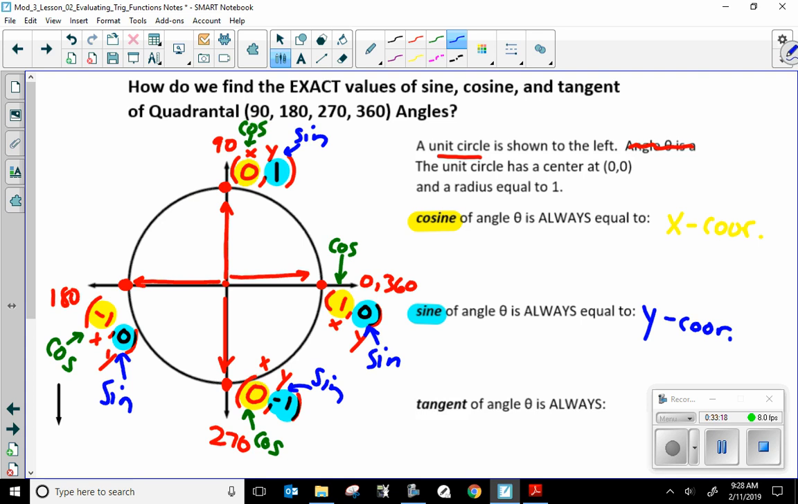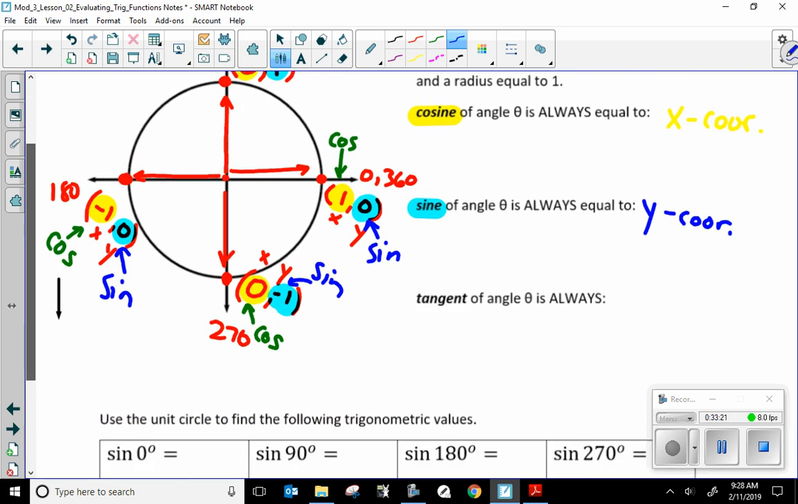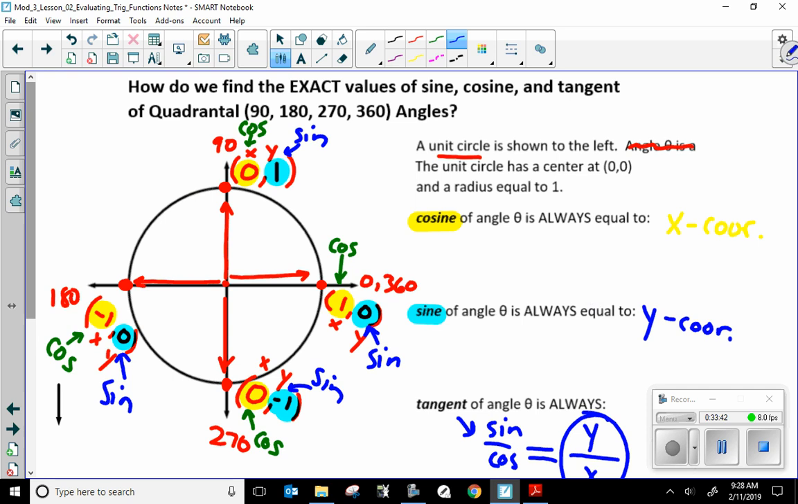Well, what about tangent? Tangent of the angle is sine over cosine. And if we do that in terms of our x and y coordinates, isn't sine our y coordinate and cosine our x coordinate? So tangent, I would just divide them. Really, all we need is the coordinate there. Since the unit circle has a radius of 1, you're either going to have an x or y that's 0, and the other coordinate will be either positive or negative 1. That's just literally graphing it.